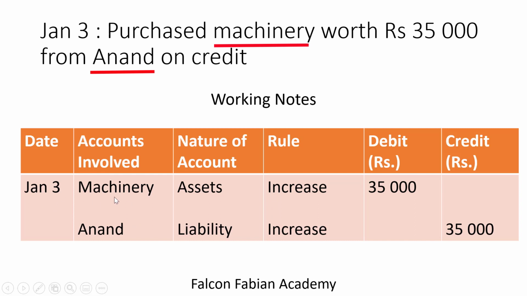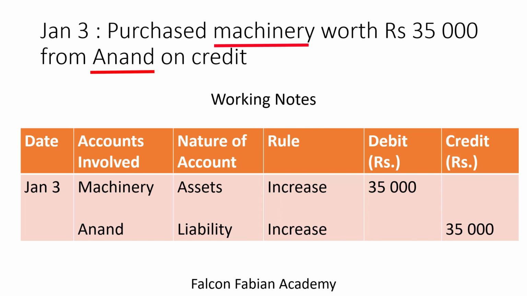What were the two accounts involved? Machinery and Anand. So here we will write the two accounts involved. Now machinery is a resource for a business, therefore it's an asset. And from Anand we have taken machinery on credit. So in a way we have taken a borrowing or a kind of loan from Anand. Therefore it is the liability of a business and the business needs to pay back this money to Anand. Therefore, the money that the business needs to pay to Anand becomes a liability for the business. So, we will write the name Anand over here and the nature of account is going to be liability.